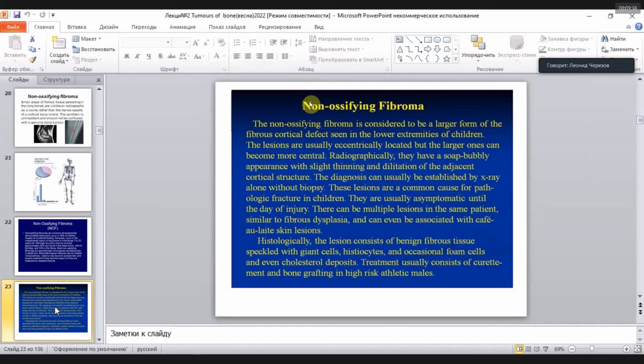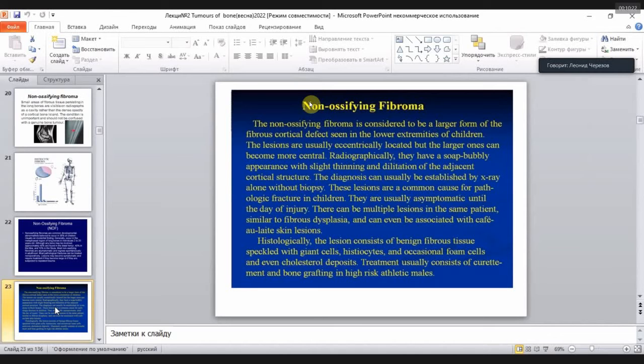The diagnosis can usually be established by X-ray alone without biopsy. These lesions are a common cause of pathological fracture in children. They are usually asymptomatic until the day of injury. There can be multiple lesions in the same patient, similar to fibrous dysplasia, and they can even be associated with café-au-lait skin lesions.